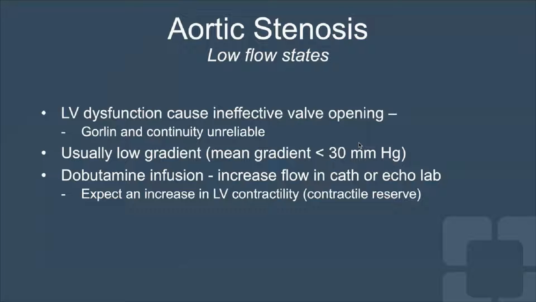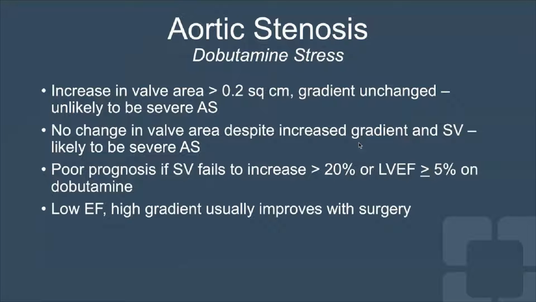And what you're looking for is, with the dobutamine, you expect an increase in the contractility of the heart, and therefore, if the patient truly has a tight aortic valve, the gradient should increase. So in patients who have a low flow, low gradient aortic stenosis with the dobutamine stress test, if you see an increase in valve area, in that case, you likely have either a mild or moderate aortic stenosis, and this valve is not truly stenotic.